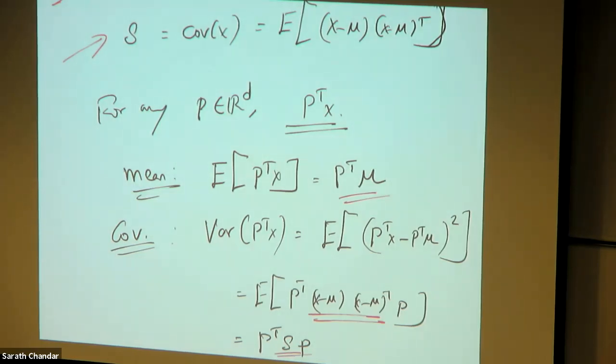Now we have all the entities that we want. We can set up our optimization process. Our goal is to maximize the variance of the projected data, so maximize P transpose S P, subject to the condition that the norm of P is equal to 1. Is that clear?